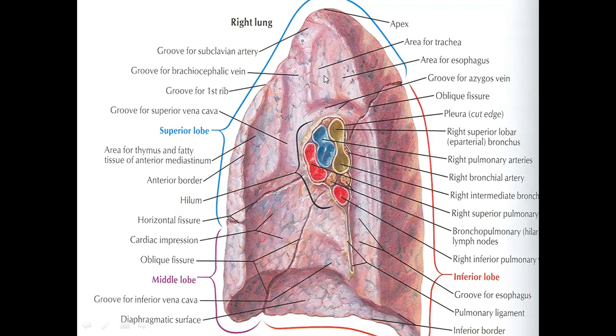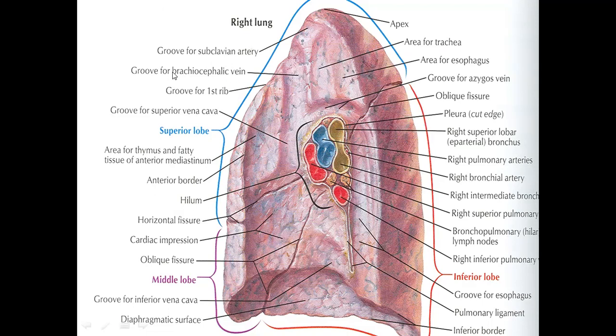Toward the apex on the medial surface, you can see this is the area for the trachea. The air pipe is coming here, right? Then it divides into the principal bronchi and enters the lungs. So this impression is due to the trachea. Behind that, it is due to the food pipe, that is the esophagus, right? So this impression is for the trachea. This impression is due to the esophagus.